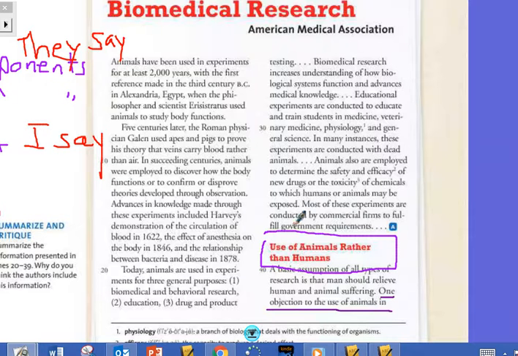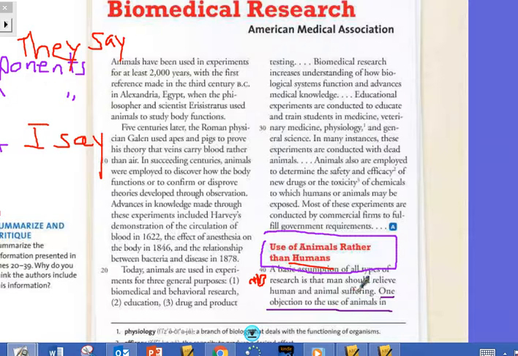So if you look at the heading, "Use of animals rather than humans," what is the opposition's point of view? We use animals instead of humans. We should use humans. So let's read it and annotate together. "A basic assumption of all types of research is that man should relieve human and animal suffering." Okay, a commonly held belief.